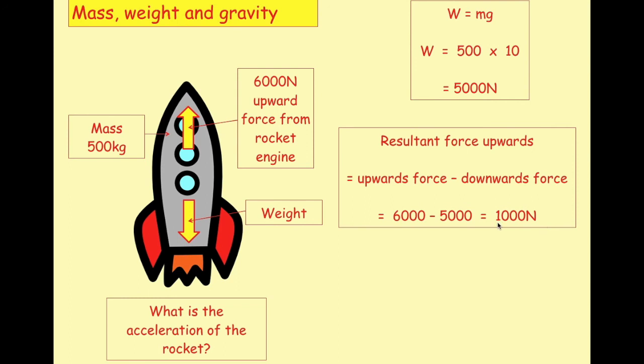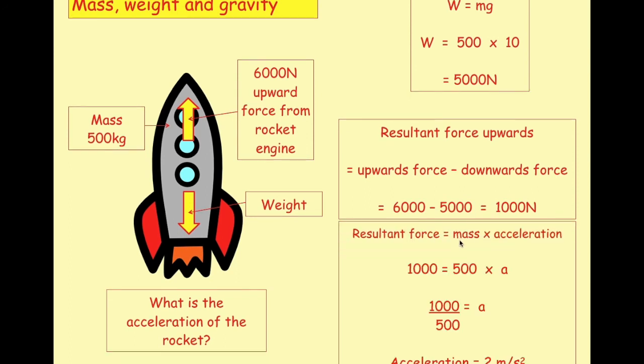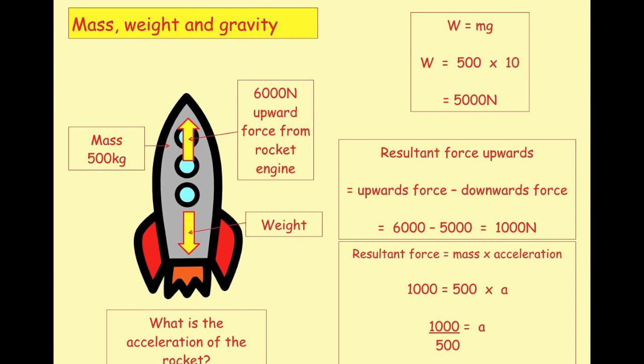So what is the acceleration? So resultant force is equal to mass times acceleration. Resultant force was 1,000 Newton. Mass is 500 times acceleration. So what is acceleration? So 1,000 over 500 will be 2 meters per second squared. So the rocket will accelerate upward at 2 meters per second squared.